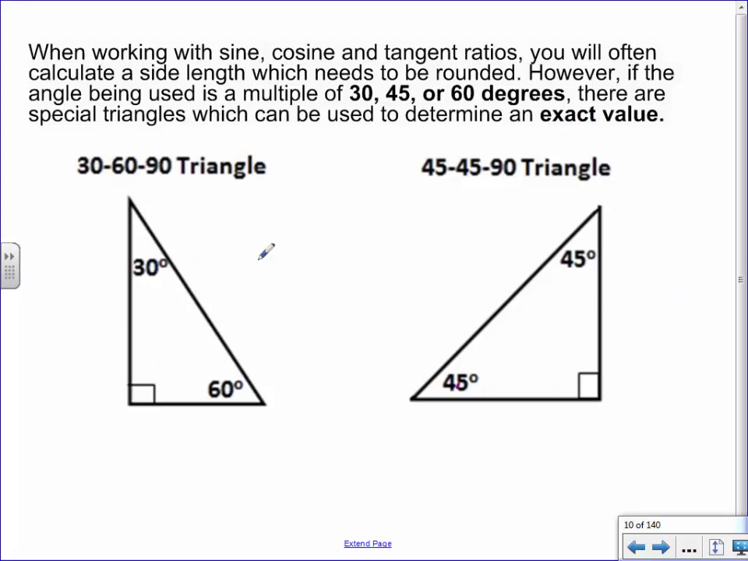I want to start with the 30, 60, 90 triangle. Pretend that it actually was twice as wide. Hypothetically, pretend that it actually was doubled.